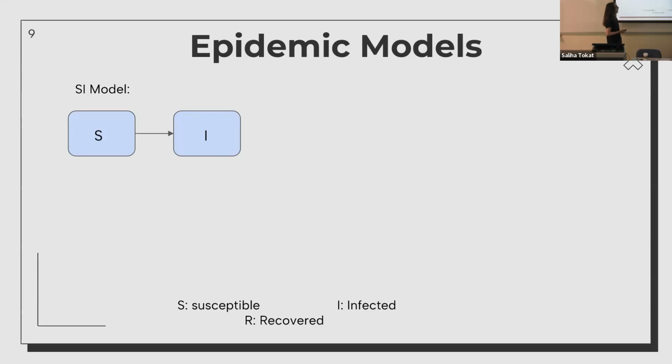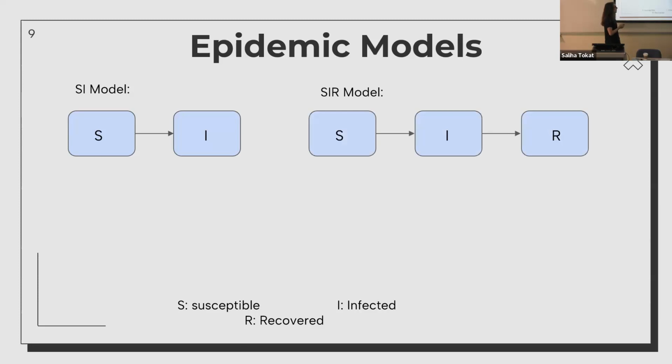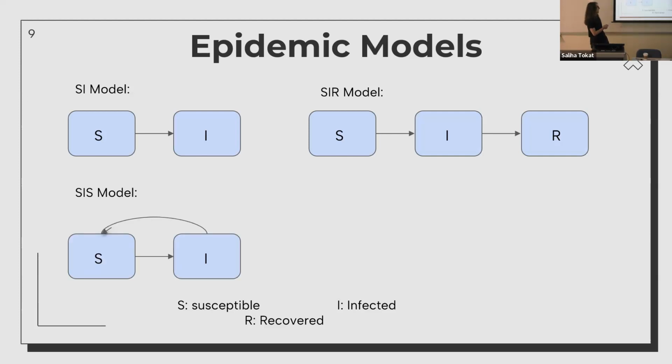Then we can have infected people who can recover from the disease and be fine with it, have an immunity to it, so they do not cause disease again. It will be represented by the SIR model. Then we can have infected people become well, but they are still susceptible to this. They can cause the disease one more time, so it will be the SIS model.